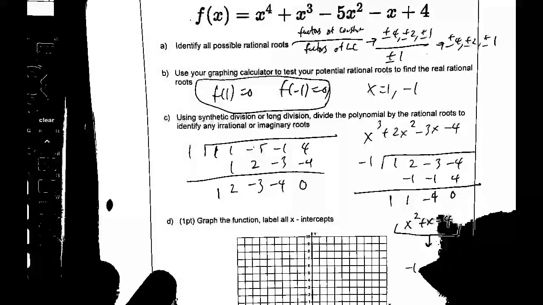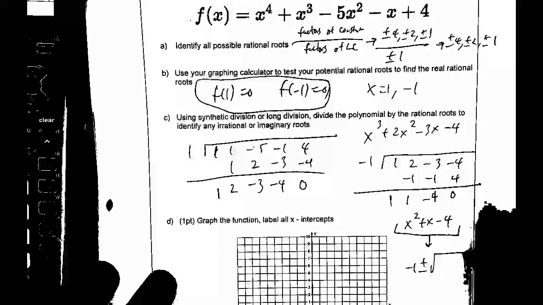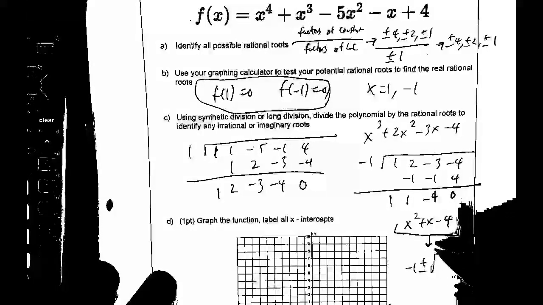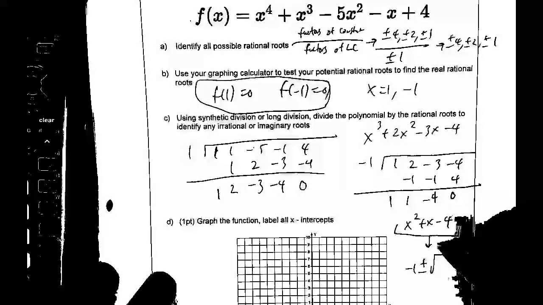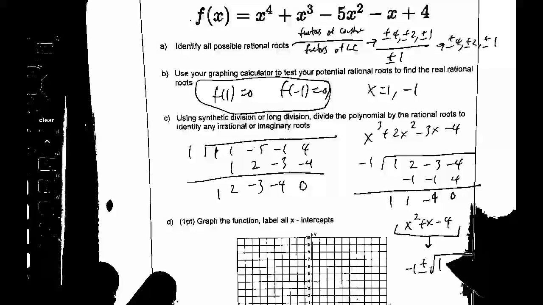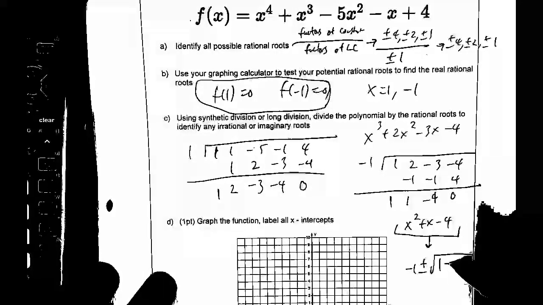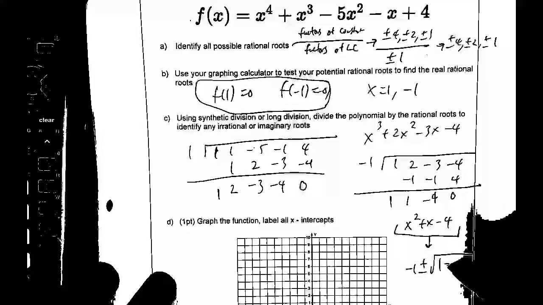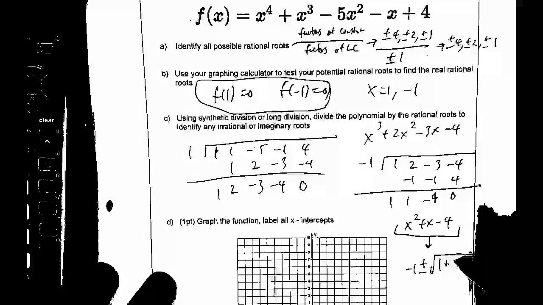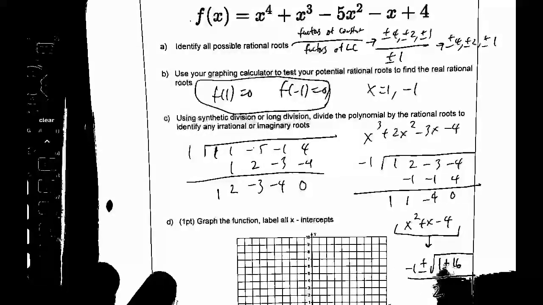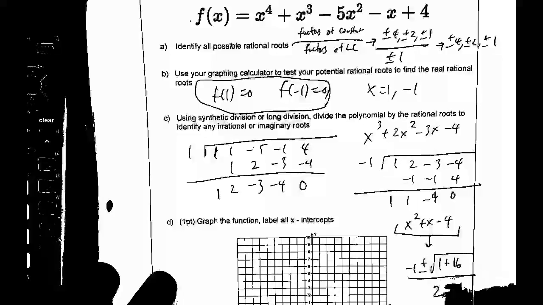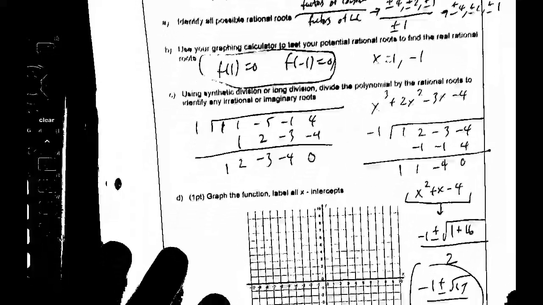So it's going to be negative 1 plus or minus the square root of, negative b plus or minus square root of b squared, 1 minus 4ac, so plus 16, over 2. So you get negative 1 plus or minus root 17 over 2. These are your last two roots.